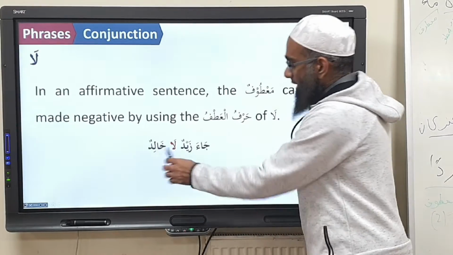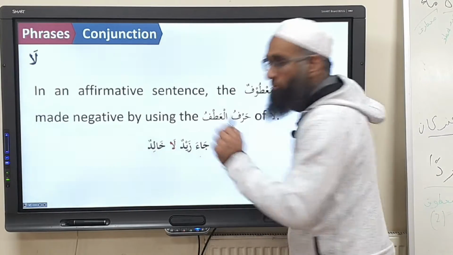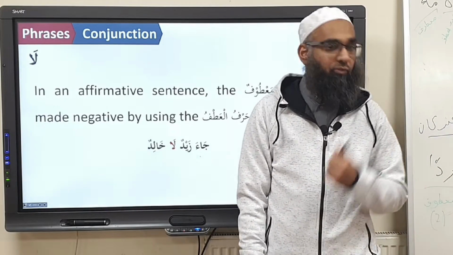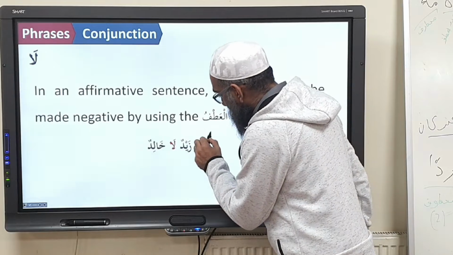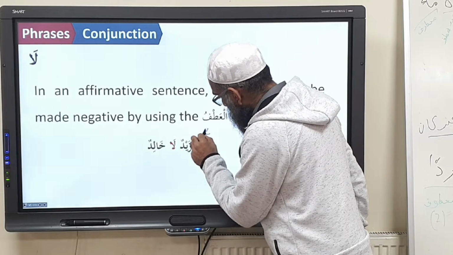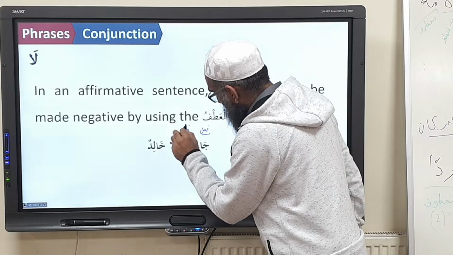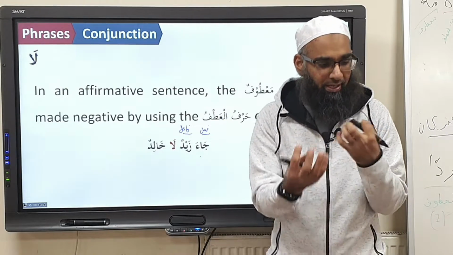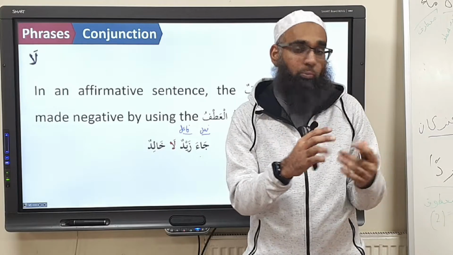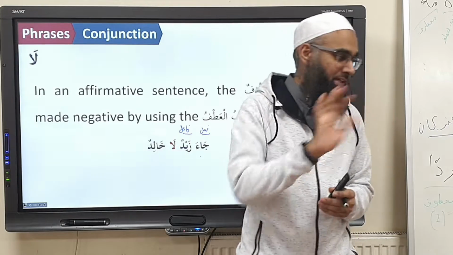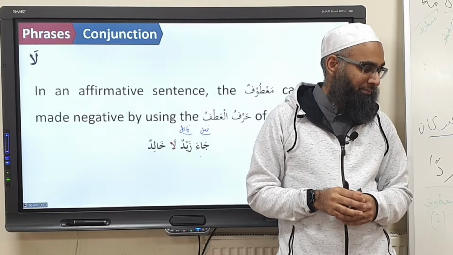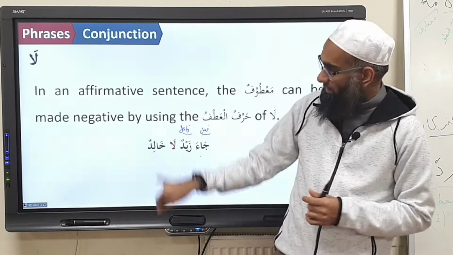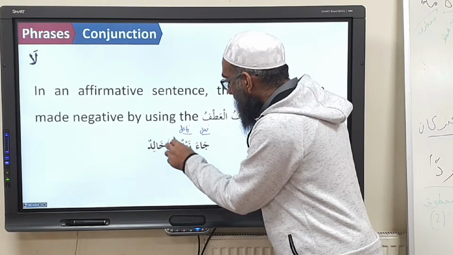That's in the text. Ja'a Zaydun. Is Ja'a muthbat or manfi? Is it affirmative or negative? Affirmative. Ja'a Zaydun. Ja'a is fa'il, Zaydun is the fa'il. He is coming. What if we have a ma'tuf alayh and a ma'tuf, and we want to make one half positive and one half negative? Zayd came, not Khalid. What do we add in? La. So la is also a harf al-atf.